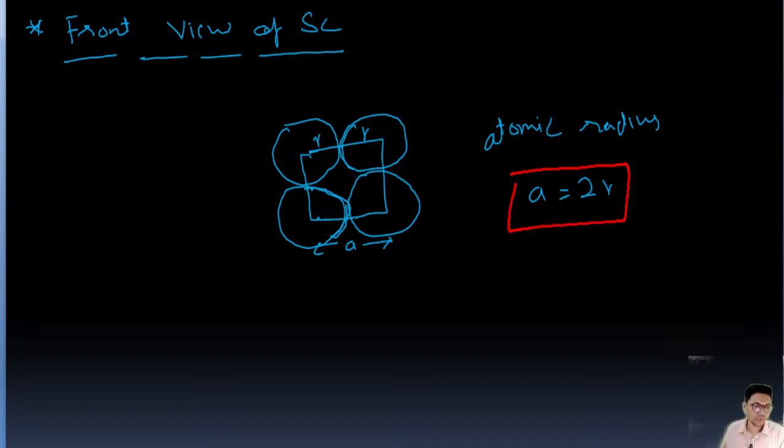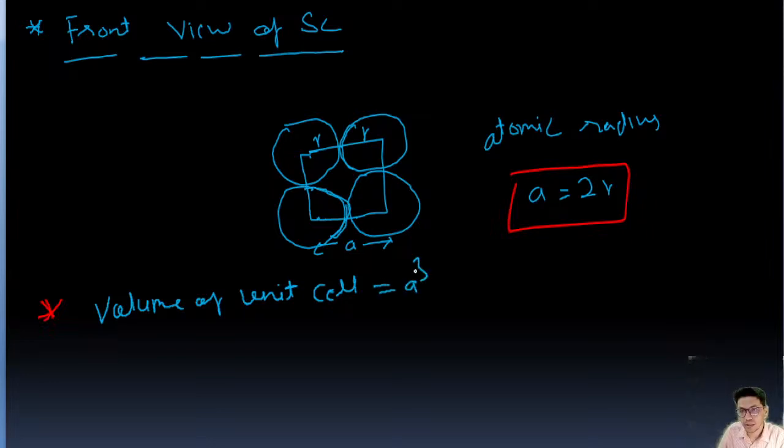Next is the volume of unit cell of simple cubic crystal. That is a cube, guys. A cube means (2r) cube, right? Because a is 2r. So this is going to be 8r cube. This is the volume, a cube or 8r cube. Now we'll find the atomic packing fraction, guys.